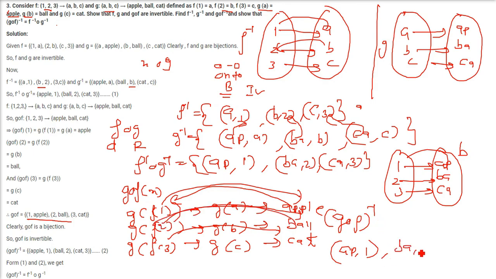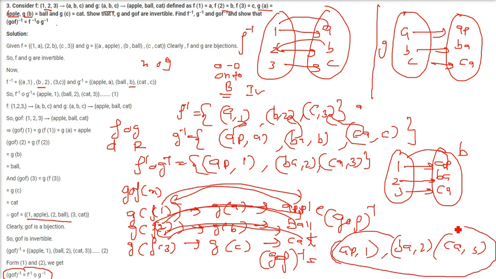So the question is asking about gof inverse and f inverse operation g inverse. Once you see here, gof inverse is actually equal to f inverse operation g inverse. If you match it with f inverse operation g inverse, they are matching, they both are same. That means that they are equal.